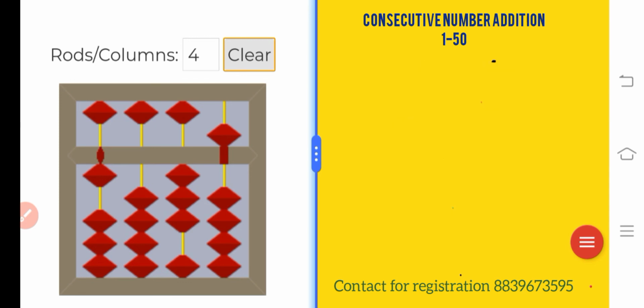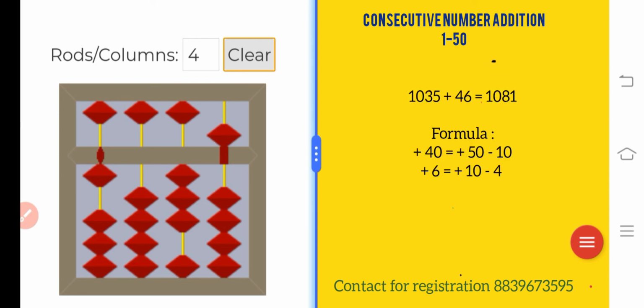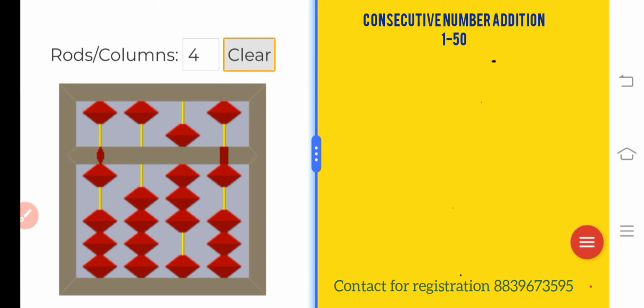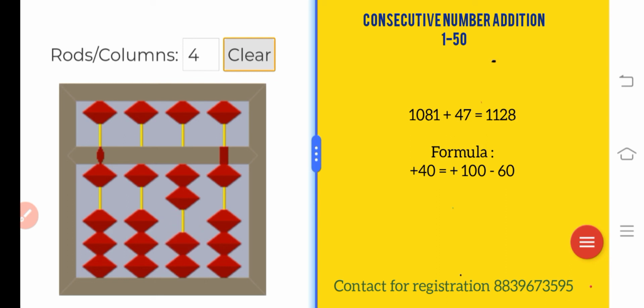Now for adding 46, we will add first 40 in the tens place, that is plus 50 and minus 10. And for adding 6, we will do plus 10 and minus 4, that is minus 5 plus 1. For adding 47, first we add 40, that is plus 100 minus 60. For 7, we just add here 7 directly. So we get answer 1128.